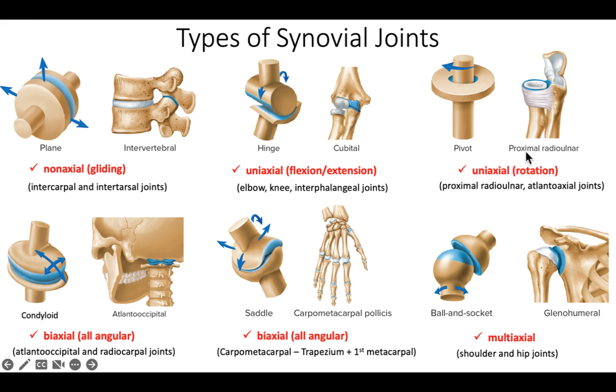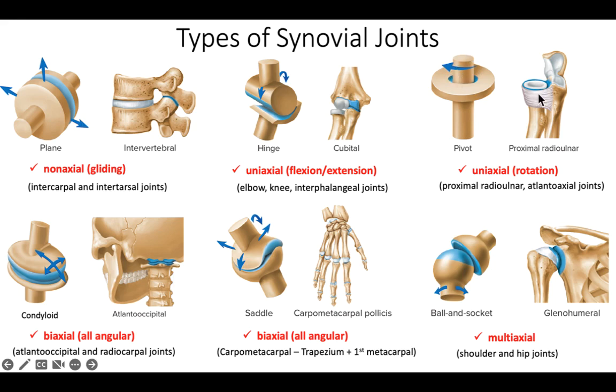This is called the proximal radio-ulnar joint because we're at the proximal end between the radius and ulna. That's actually a pivot joint. So a pivot joint, you have a ring and then something in that ring. And either the ring rotates or the bone that sits in the ring rotates. So pivot joints allow rotation. Rotation is basically when a bone kind of spins.